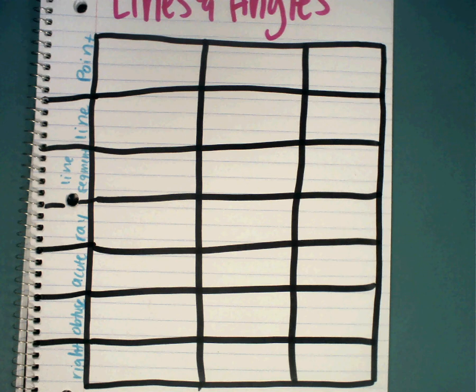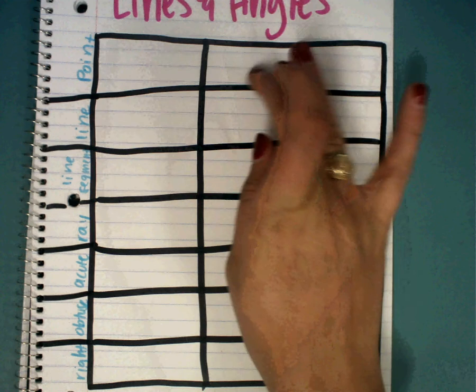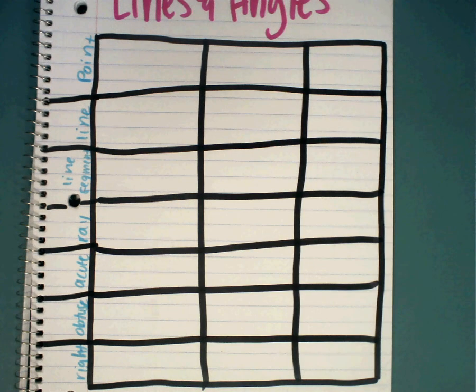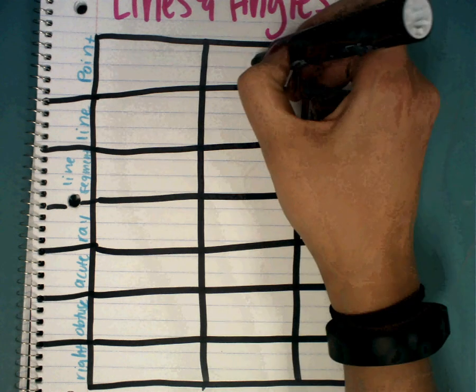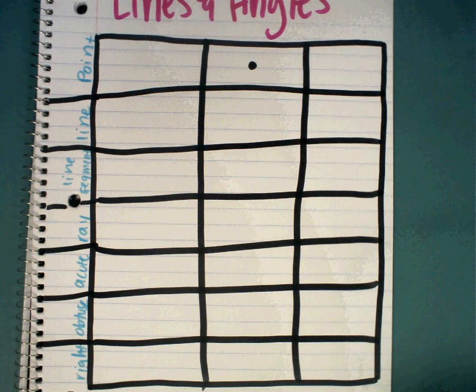So in this column right here, we're going to be drawing the picture. So a point is the first one, and it just looks like this. It's just exactly what it says. It's a point, right? And the way that you read that is you say that that is point A. So over here, I'm going to write point A.